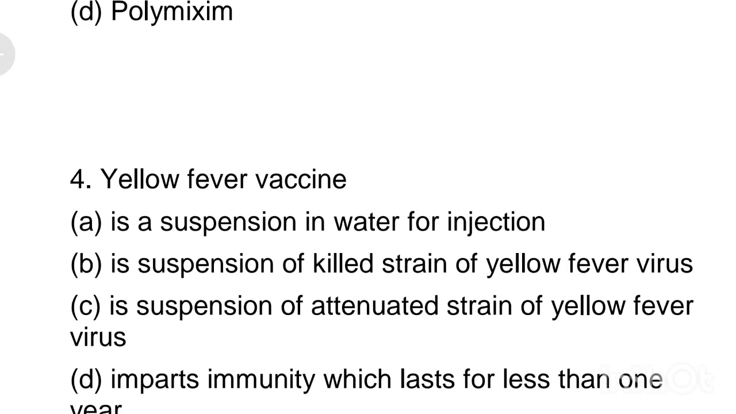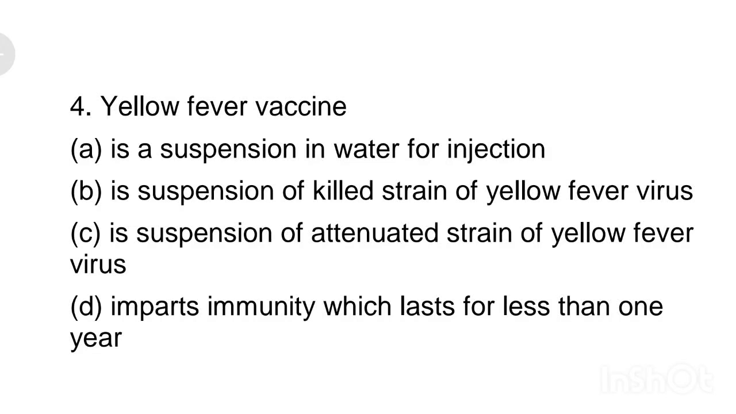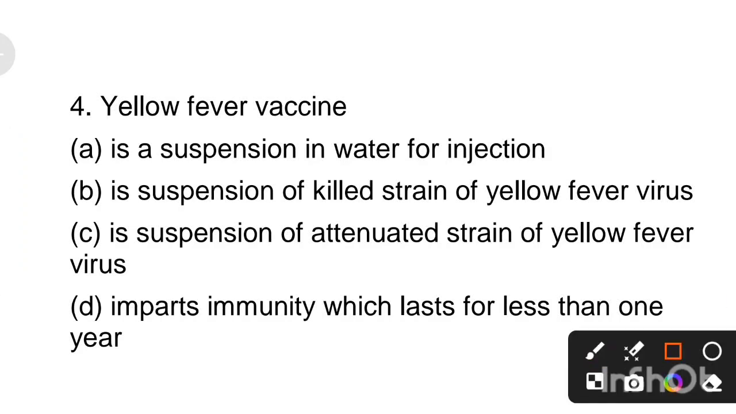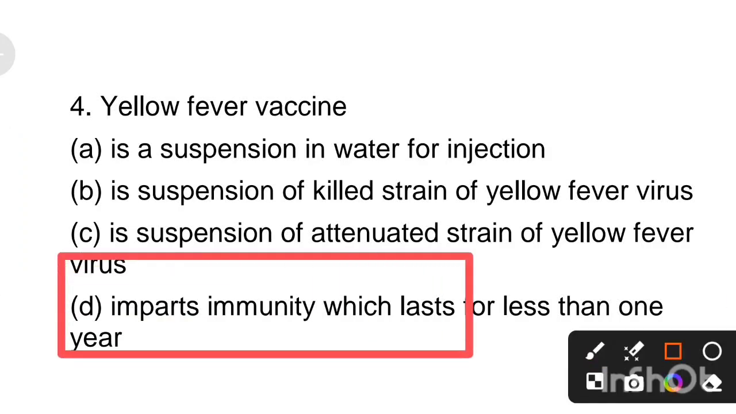Next question. Yellow fever vaccine: option A, is a suspension in water for injection; option B, is a suspension of a killed strain of yellow fever virus; option C, is a suspension of an attenuated strain of yellow fever virus; option D, imparts immunity which lasts for less than 1 year. Right answer is option D, imparts immunity which lasts for less than 1 year.